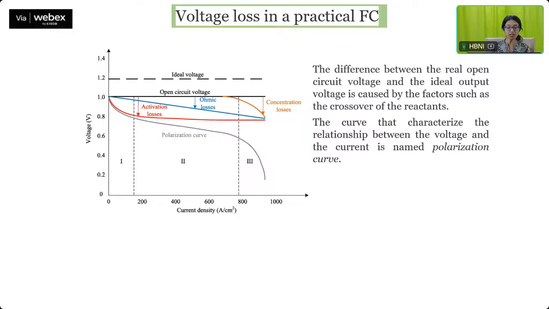But then if you look into the voltage versus current density curve, this gray line over here, this curve which characterizes the relationship between the voltage and the current, is known as the polarization curve. As you can see, it is not a constant one. An open circuit voltage is constant, but the polarization curve looks like this. This is because of the various losses, loss in the voltage due to the various processes occurring in this particular cell.